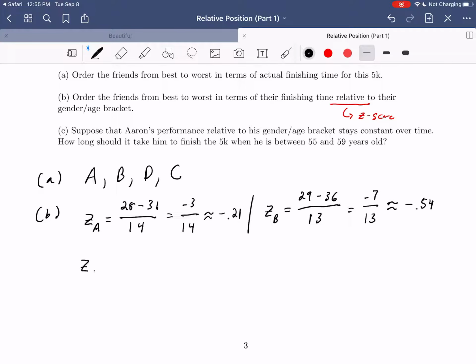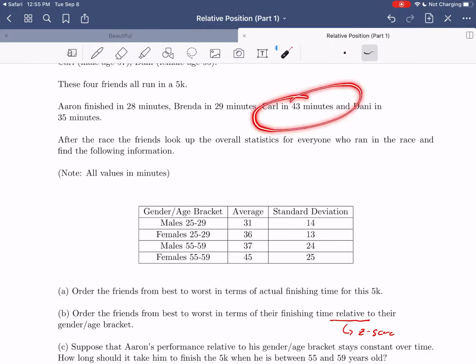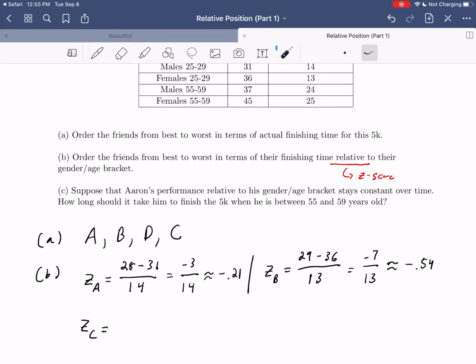For Carl, we can go ahead and look at that. Remember, he actually took 43 minutes versus an average of 37. So we'd have 43 minus 37 divided by the standard deviation, which was 24. That would be 6 over 24. And if we do that division, 6 divided by 24, we should see that that was 0.25.